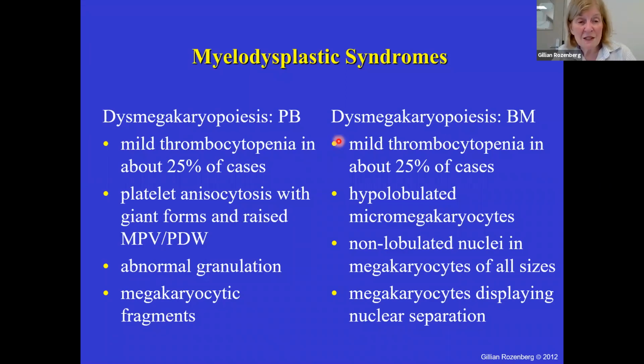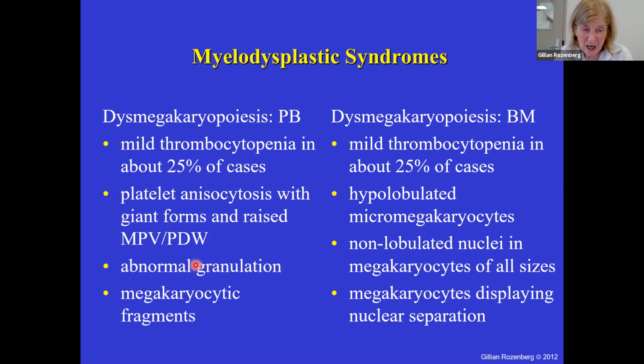Now moving to the megakaryocytes. So in the peripheral blood, we've got dysmegakaryopoiesis. So we can see mild thrombocytopenia in about 25% of cases. The platelet anisocytosis will be significant. So we'll note that there's a raised mean platelet volume and platelet distribution width. So we'll see giant forms, giant and large platelets. We'll also note that there's abnormal granulation in the platelets.